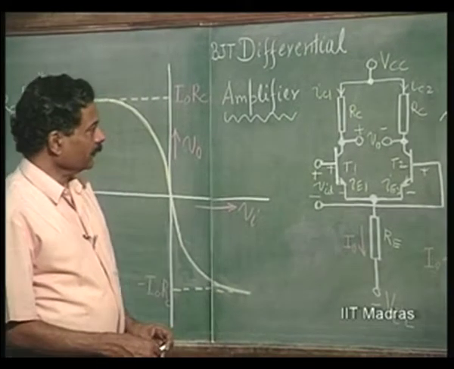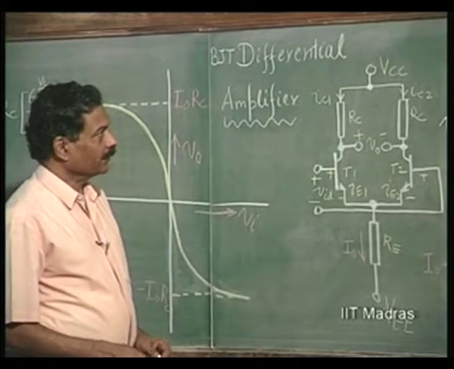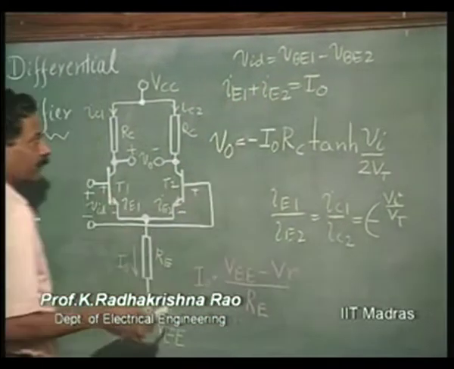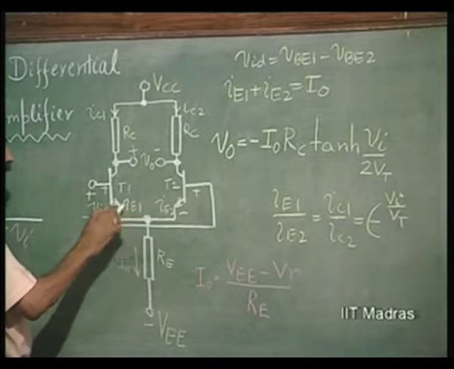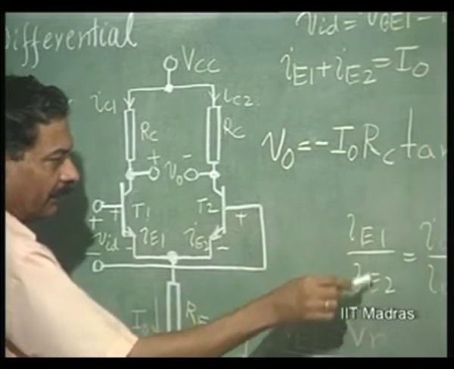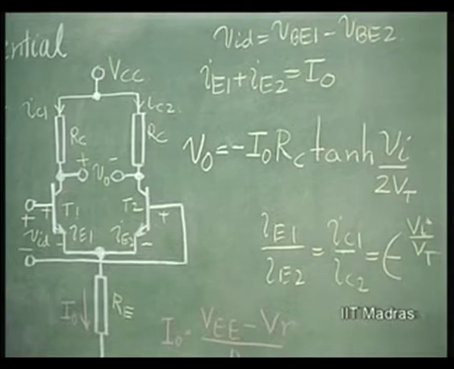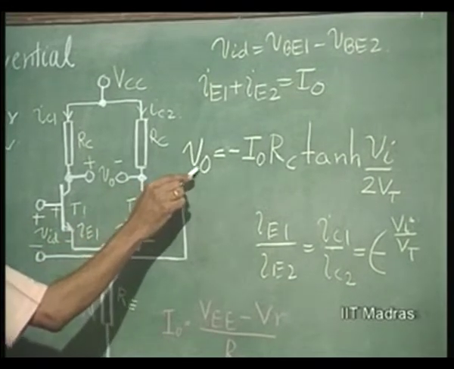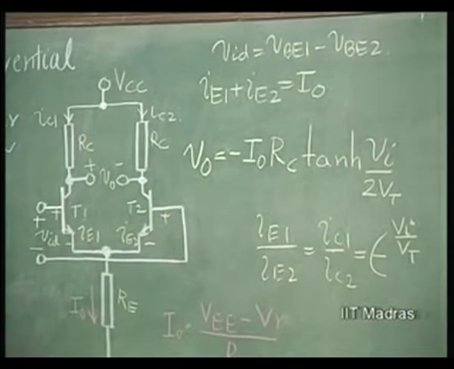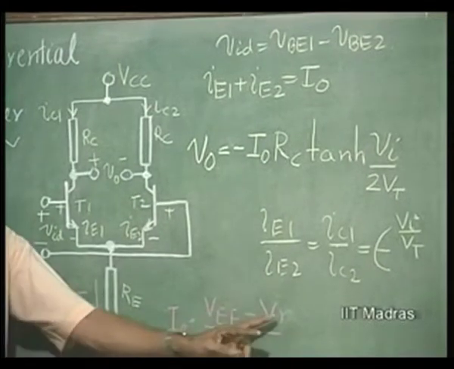Continuing our discussion about differential amplifier, we saw in yesterday's lecture how VID is VBE1 minus VBE2, and IE1 plus IE2 is I naught at all times. Then we saw that the IE1 by IE2 ratio is exponent VI by VT, from which we derived V naught as equal to minus I naught RC tanh VI by 2 VT, I naught being equal to VE minus V gamma by RE.